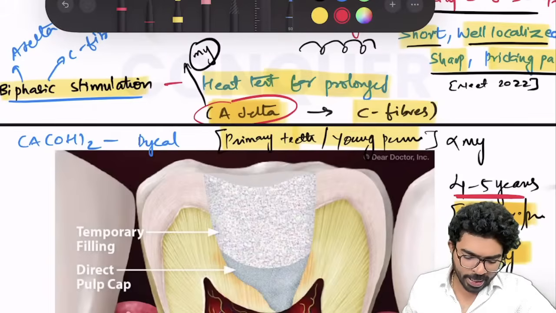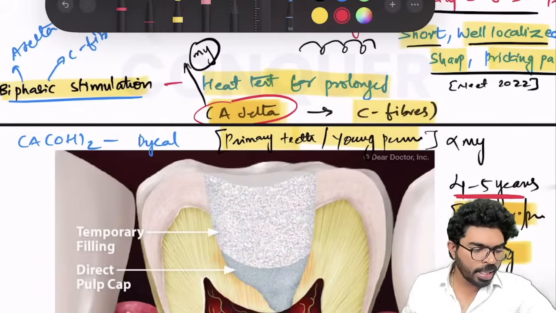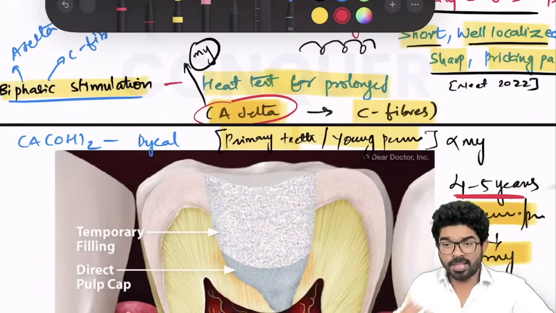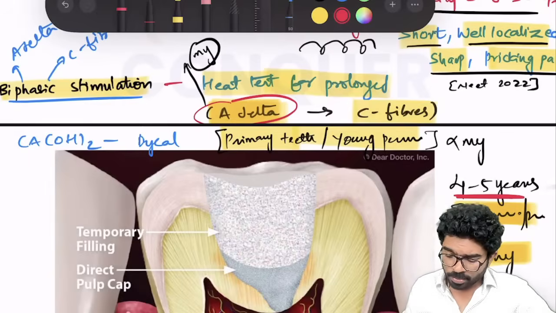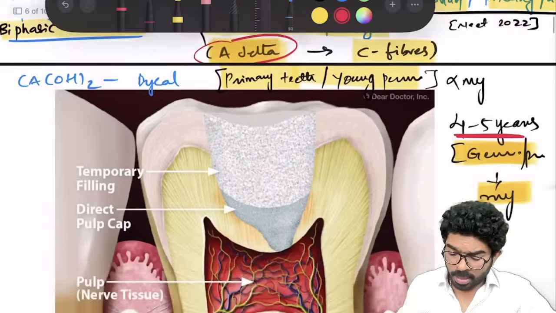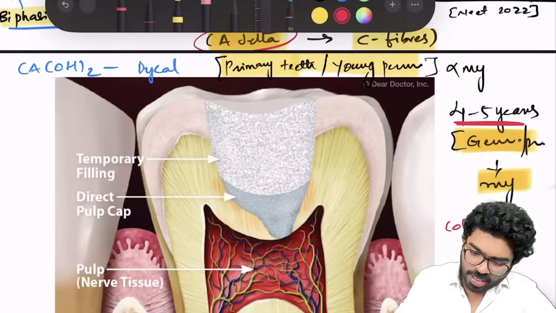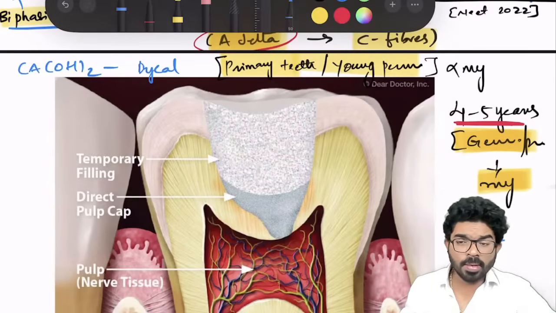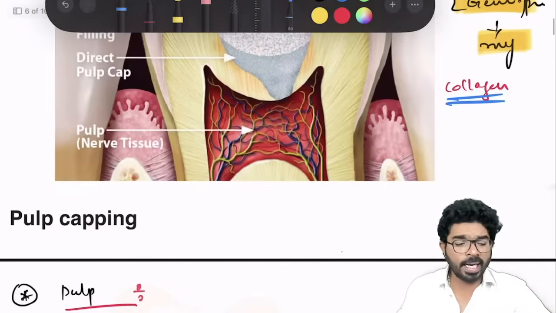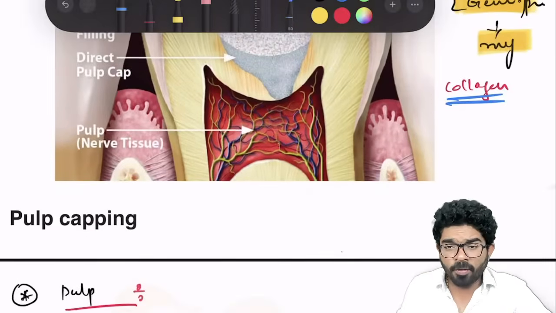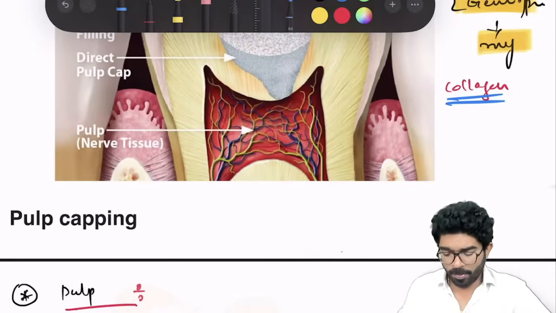Next important area I'll be focusing on. Can anyone tell me what are the types of... because I was talking about nerves. Again, collagens are important. Collagen is a very, very frequently asked area for us. So what is the type of collagen which is present in the dental pulp?